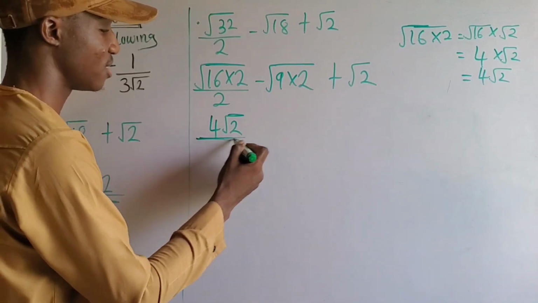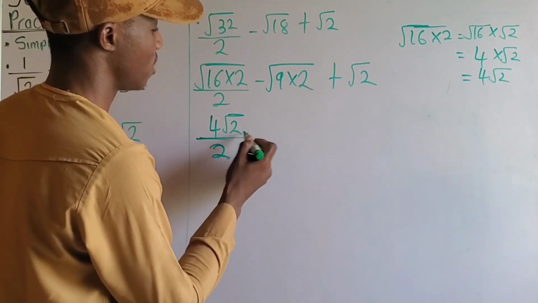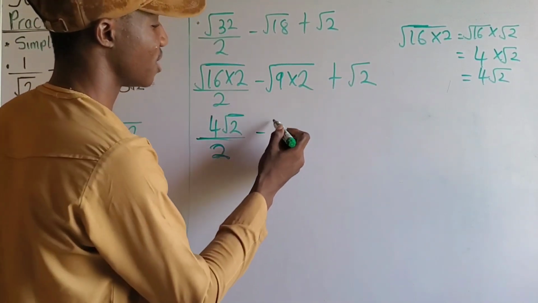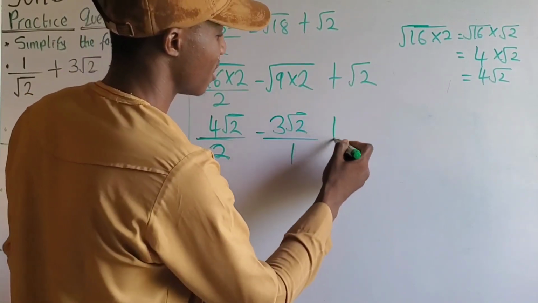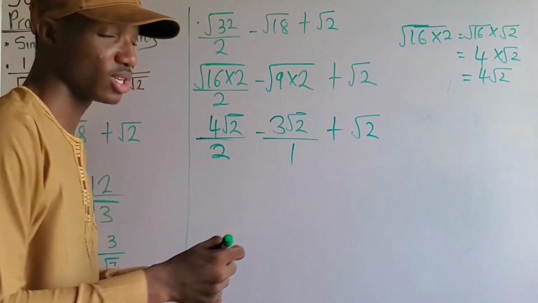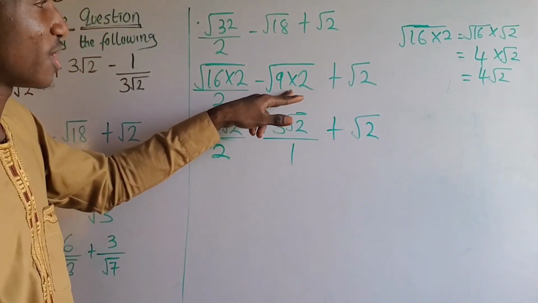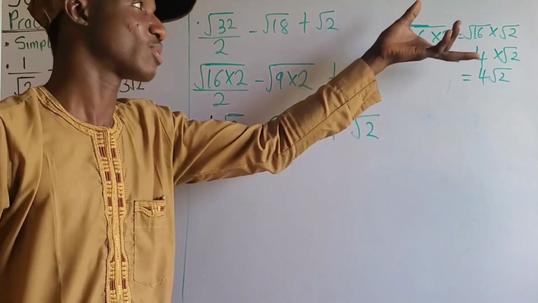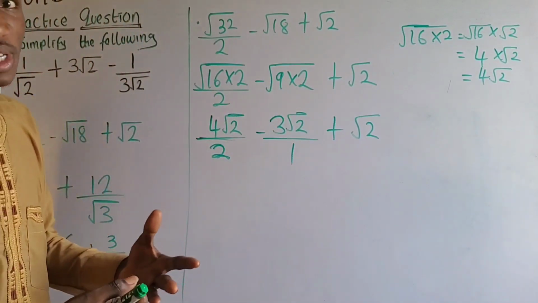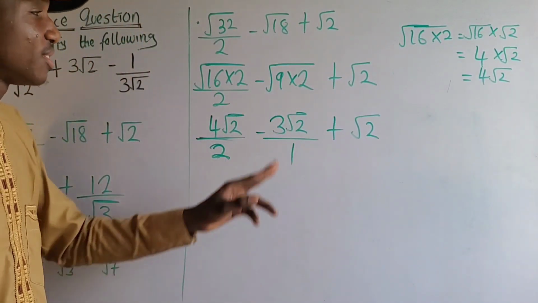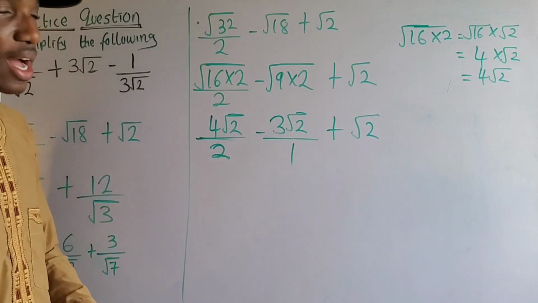Let me first deal with this, over 2, minus, okay, root 9 is what? 3. 3 root 2 all over 1, okay? Plus root 2. Do you understand how I got this? Just express root 9 times 2 as this, just like what I did here, okay? Root 9 will give us 3, and root 2, because it's the simplest surd, I just have to put it there. 3 times root 2 will give me what? 3 root 2. Are you getting it?